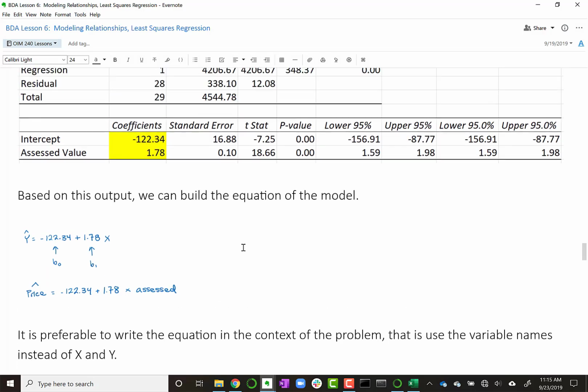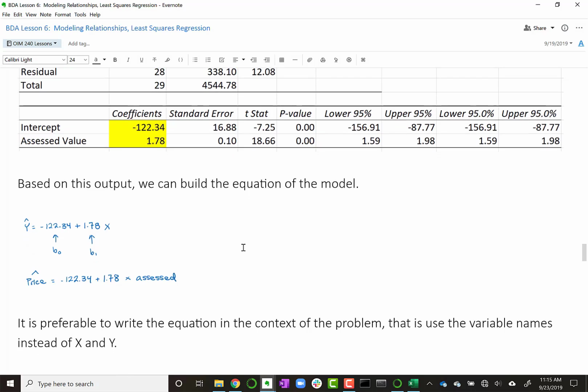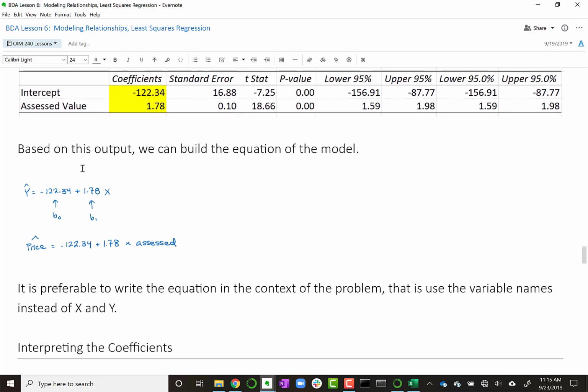So the important things to be able to do based on this output are, first of all, build the equation of the model. Take the coefficients, take the intercept, and that goes first in statistics when we're building a model. It's not quite like y equals mx plus b. It's formatted slightly differently. Then I take the slope, and that goes in front of the predictor variable, aka the explanatory variable, also known as the independent variable.